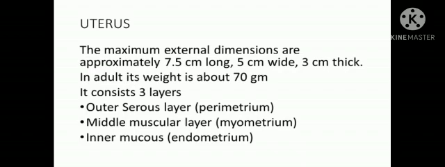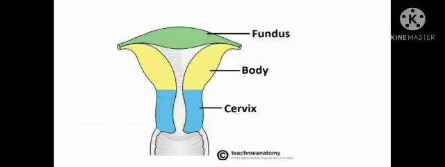It consists of 3 layers. Outer serous layer, parametrium; middle muscular layer, myometrium; inner mucous layer, endometrium. Parts of the uterus: fundus, body, cervix.